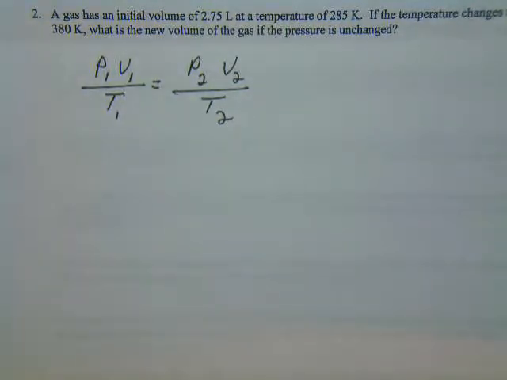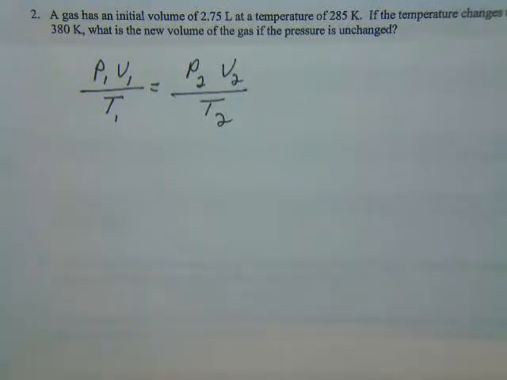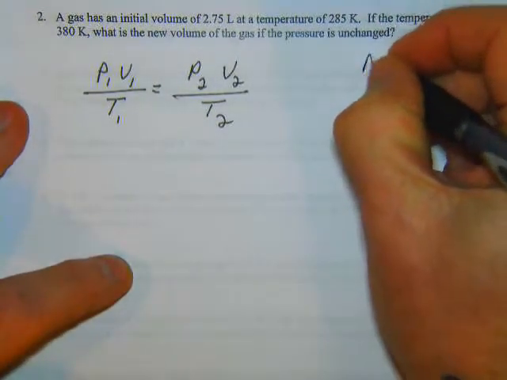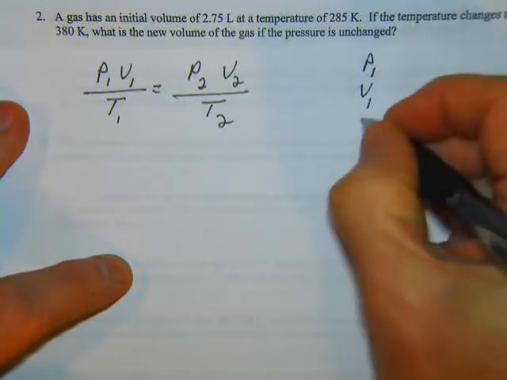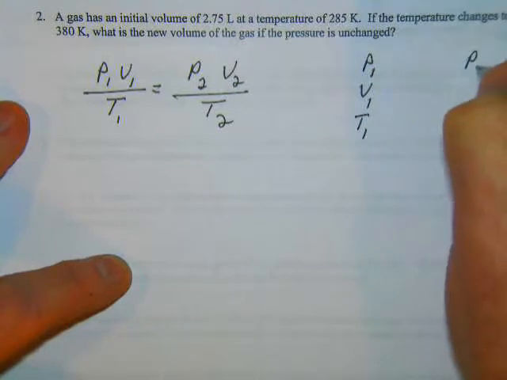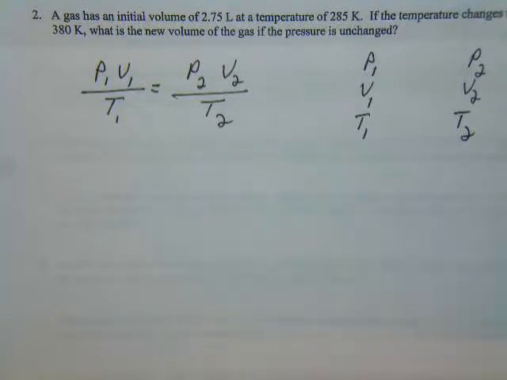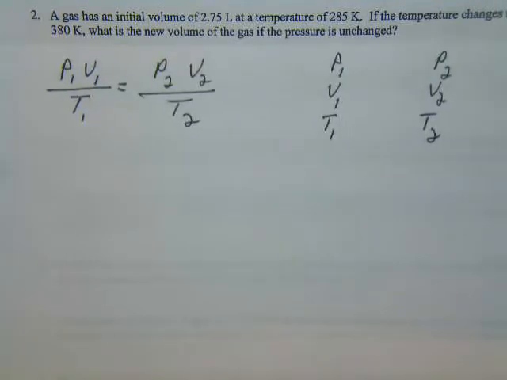So let's look at problem number 1. A gas has an initial volume of 2.75 liters at a temperature of 285 Kelvin. The temperature changes to 380 Kelvin. What's the new volume of the gas if the pressure is unchanged? I suggest you start doing a table on these: P1 V1 T1 and then P2 V2 T2. If you don't need to, that's fine, but keep it in the back of your mind. It might help you see some of these more easily.